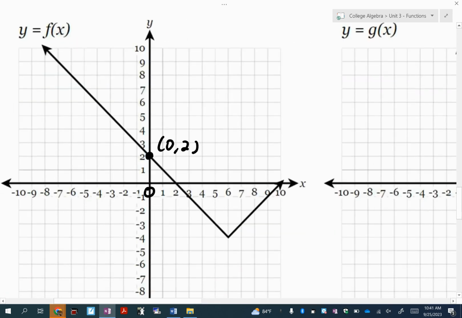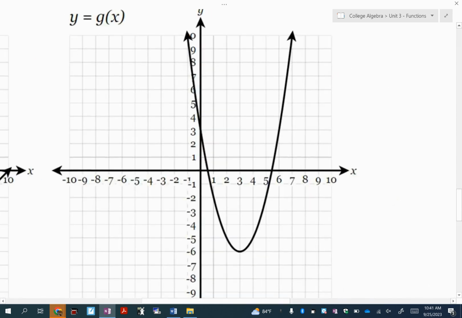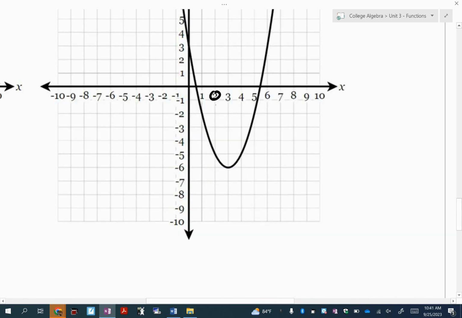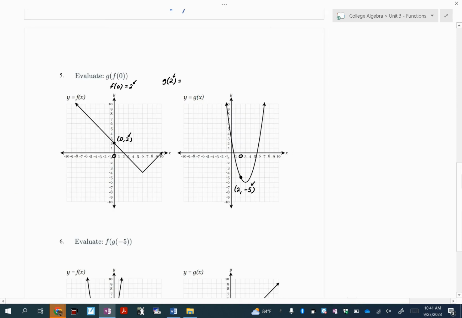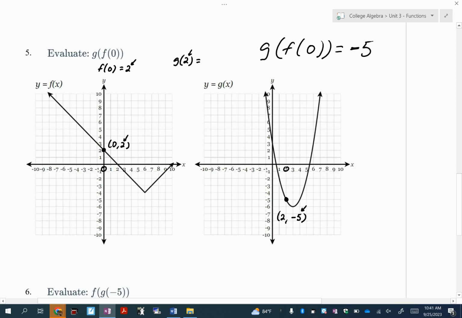So now, what was my y value here, right? That's my y coordinate, and now you'll notice it becomes my x coordinate when I move to the other function. So now I'm going to 2, which is right here. And I'm looking for where is my function. Here it is at 2, -5. So this y value of -5 ends up being my overall answer. So g of f of 0 equals -5. It's a little bit more complicated than 3 and 4, but the idea is the same. We work inside out to find the composite value.